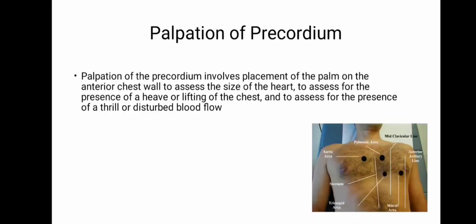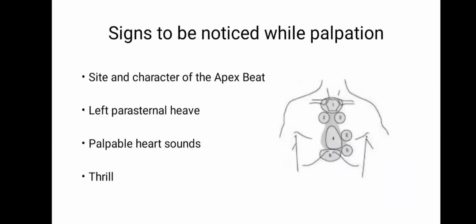Why do we palpate the precordium? It is basically to assess the size of the heart, to assess for the presence of a heave or lifting of the chest, or to assess the presence of a thrill or disturbed blood flow. There are some signs to be noticed by palpation. These signs include the site and character of the apex beat, left parasternal heave, palpable heart sounds and thrills.